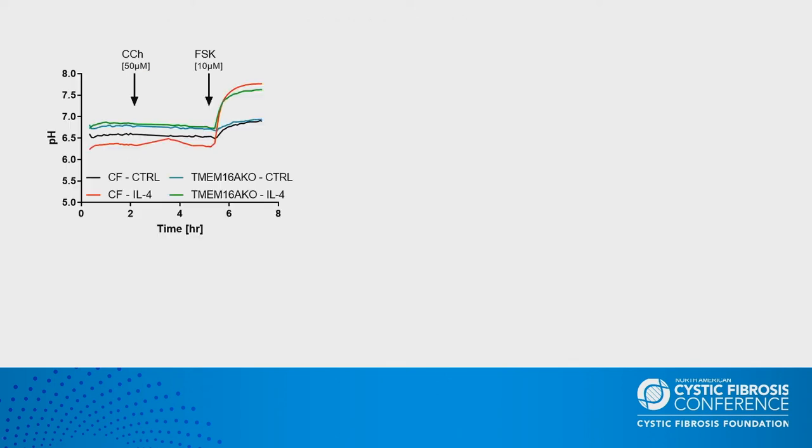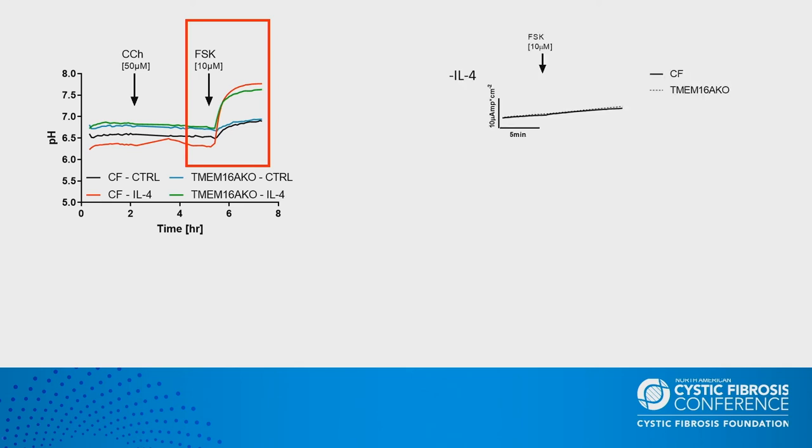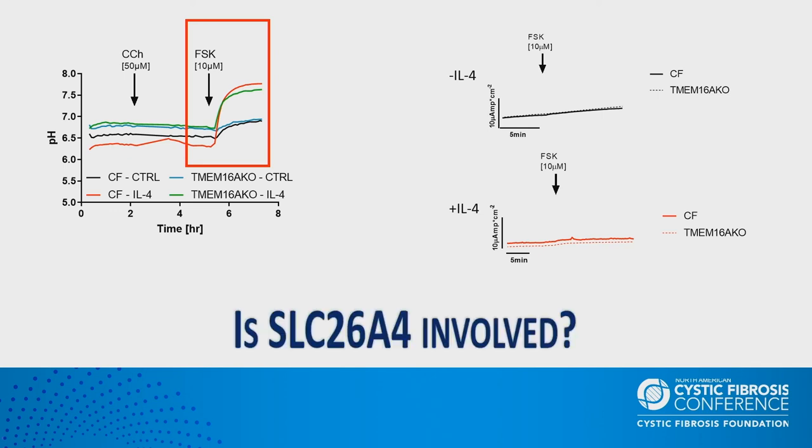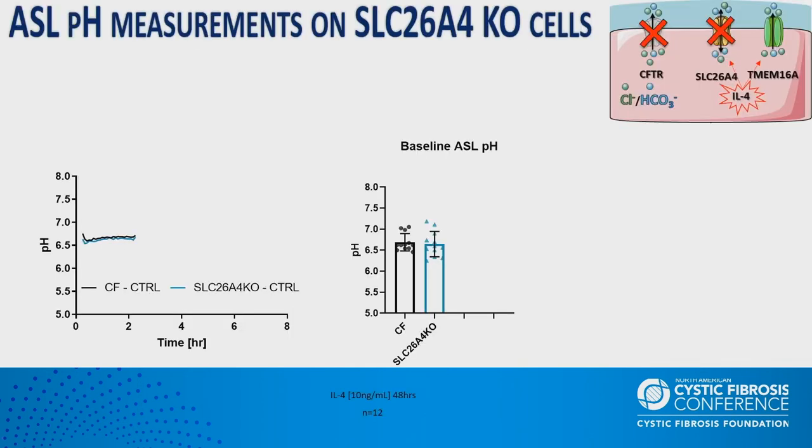So going back to my first experiment, I wanted to see why I found this forskolin-induced alkalinization in CF with class 1 mutation, and I tested forskolin in short circuit current, and the forskolin wasn't able to induce any short circuit current in both the interleukin-4 and normal condition. So I tried to think which other channel could be involved, and my first idea was to look at SLC26A4. So we made SLC26A4 knockout cells, and I performed the same set of experiments.